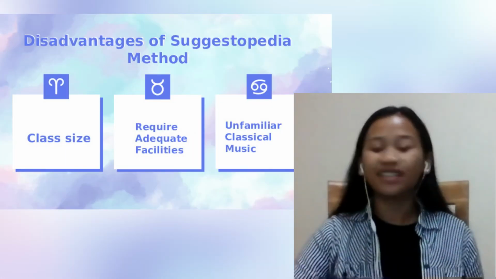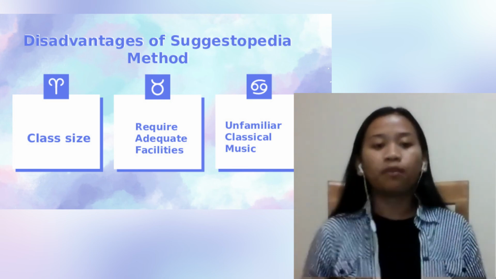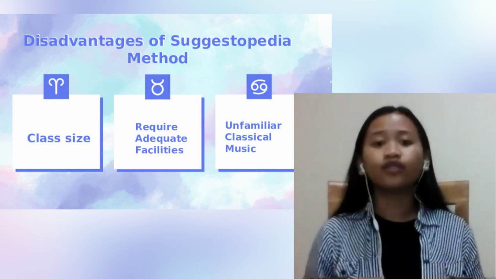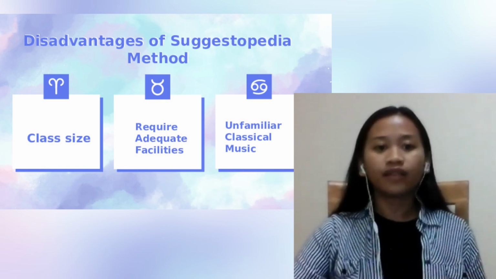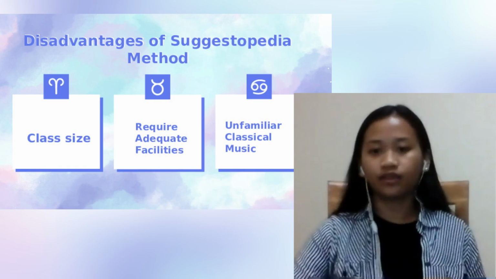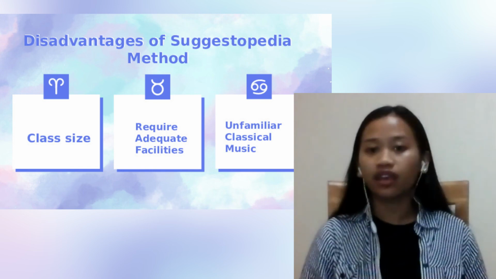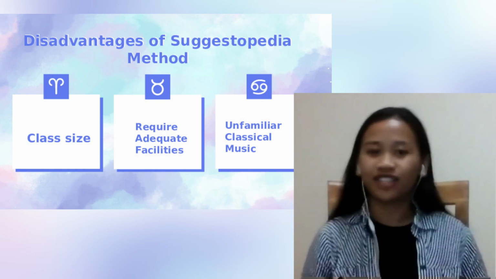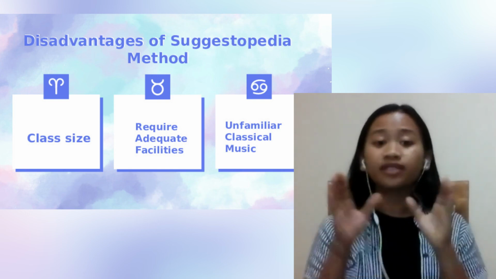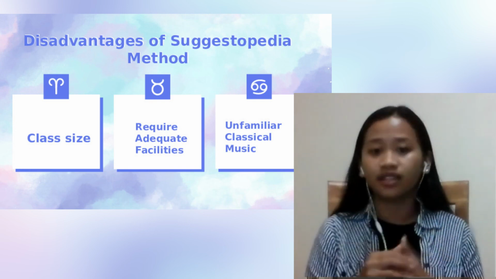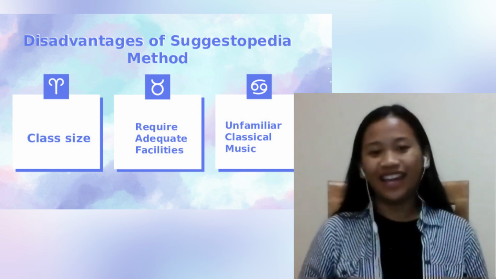Okay, the next is the disadvantages of this method. The first one is class size. It is best for under 40 to 50 students in the class. And then the second one is that it requires adequate facilities, such as a sofa, a comfortable classroom, adequate lighting, pictures, posters, etc. And the last one is unfamiliar classical music. The music is less familiar to today's students, so it can be said that the music used tends to be less relevant.